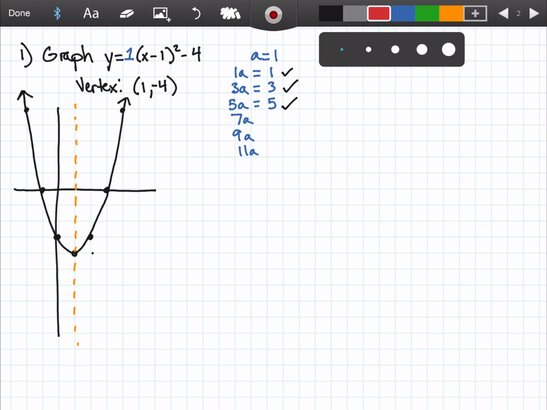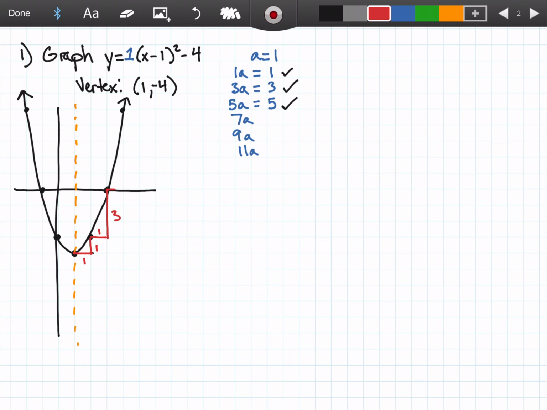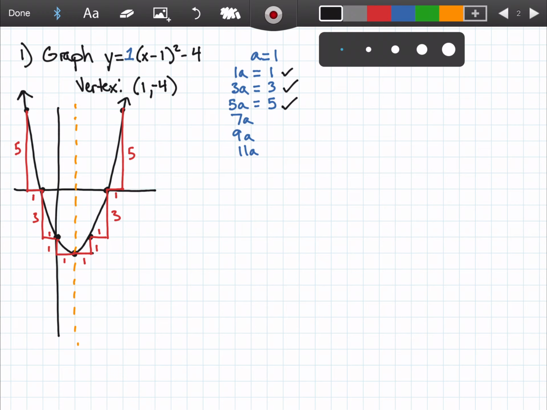And just to show you, I'm going to show you in red. You don't have to write this down if you don't need it, but I just want you to see where that movement came from. Over 1, up 1. Over 1, up 3. Over 1, up 5. And the same thing happened on the other side. And that's how we graph parabolas. So let's do another example.